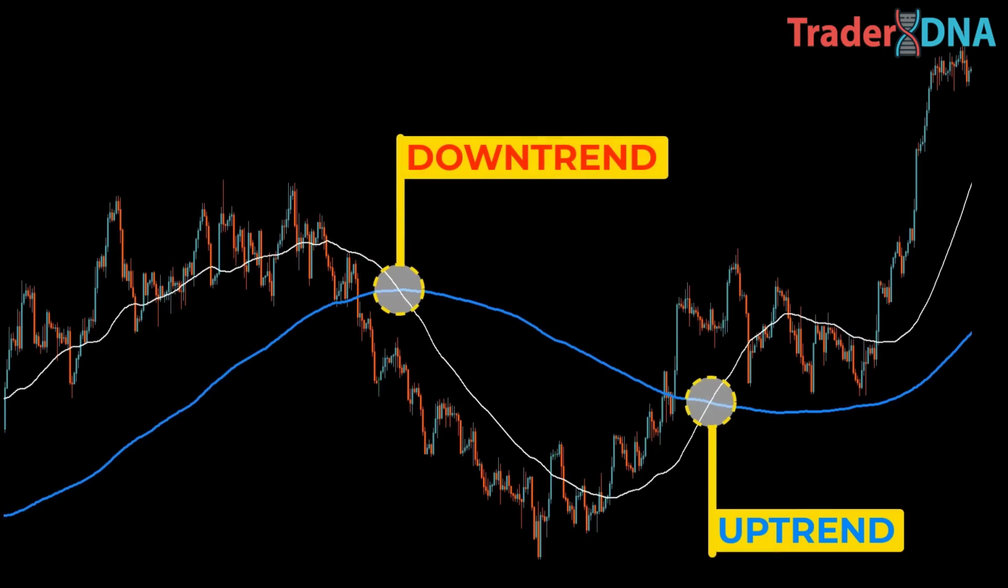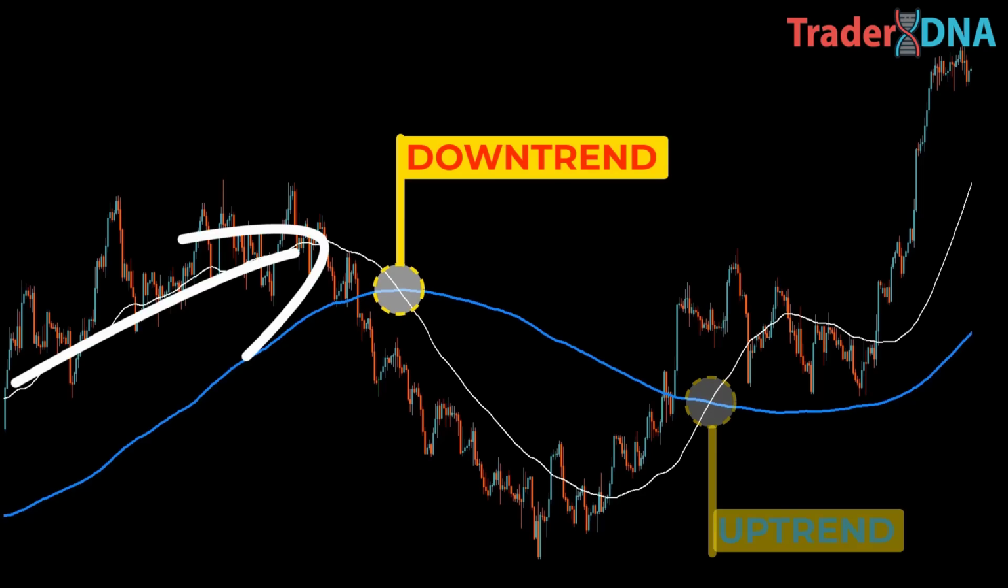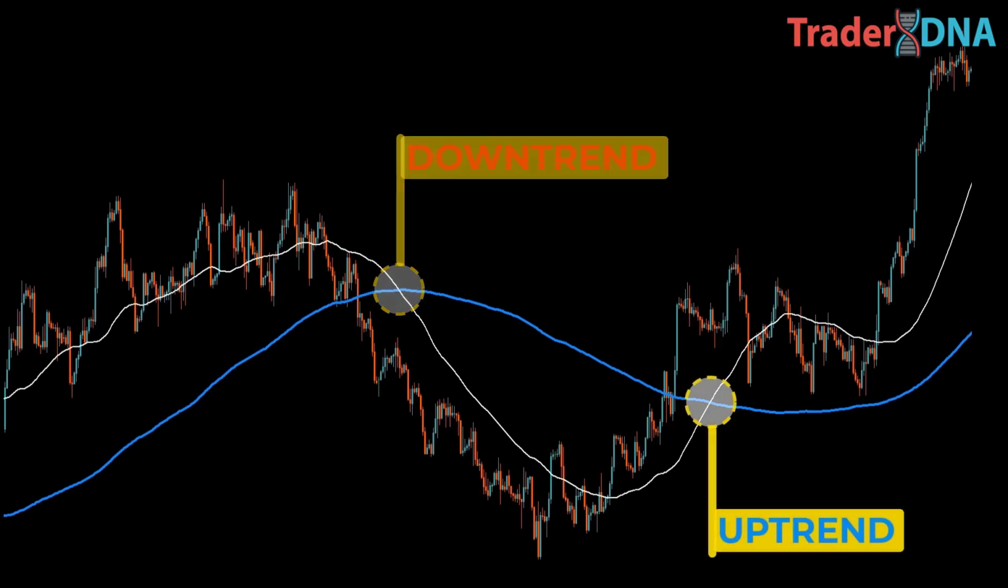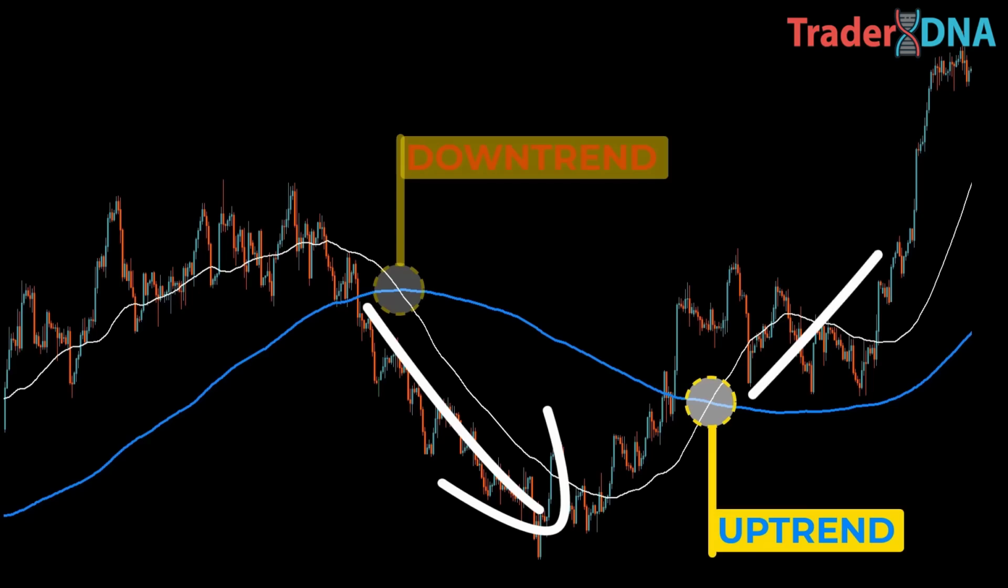Building on that logic, whenever the smaller moving average crosses below the larger moving average, it signals that the price has shifted from an uptrend to a downtrend. This crossover indicates a bearish reversal, suggesting that the market is likely to continue downward. On the other hand, when the smaller moving average crosses above the larger moving average, it indicates that the price has shifted from a downtrend to an uptrend, signaling a bullish reversal and suggesting that the market is likely to rise.